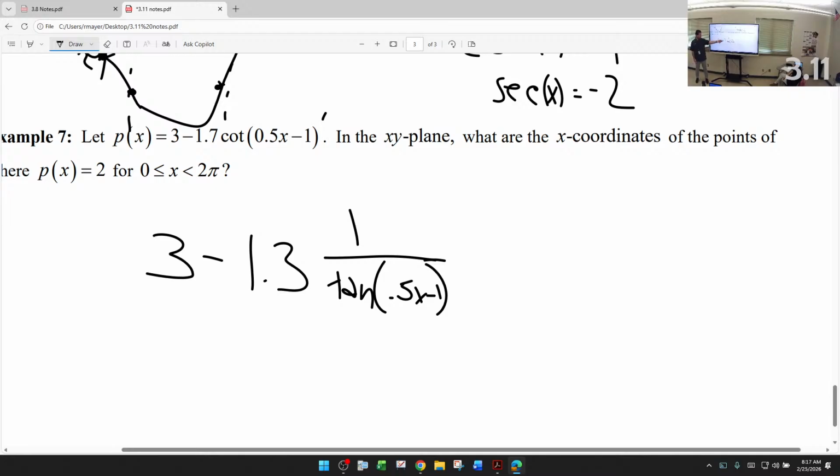You don't flip. Oh, this is 1.7. I see why everybody's looking at me weird. Sorry. Okay. You don't flip the 1.7. The only thing you flip is the angle. And the angle is what you're taking the cotangent of.